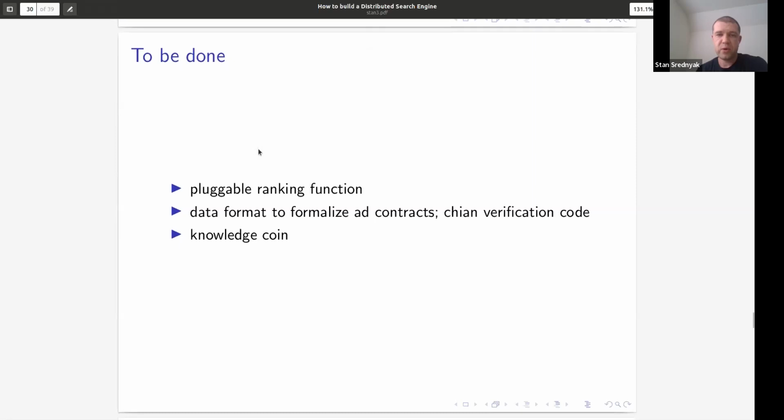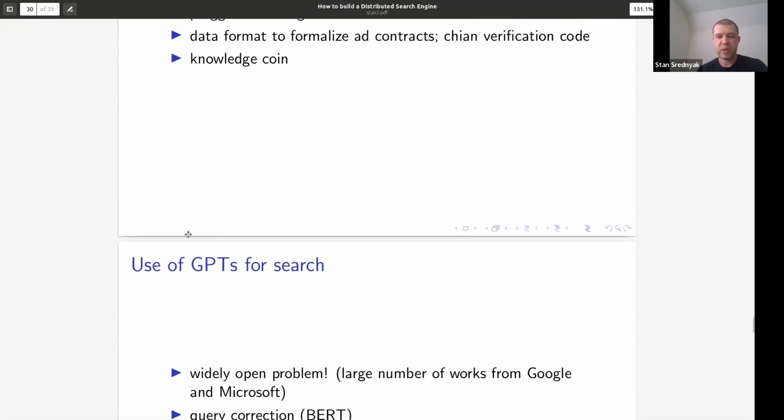What we are working on is a pluggable ranking function, because now we only have PageRank there, which is not enough, of course. And then we are building the corresponding financial system. We have a prototype code which we wrote on the Ethereum blockchain, and our crypto token is called Knowledge Coin, for obvious reasons.